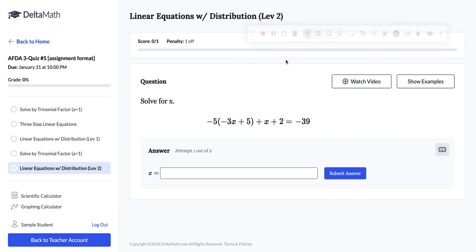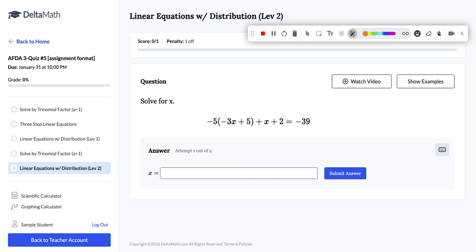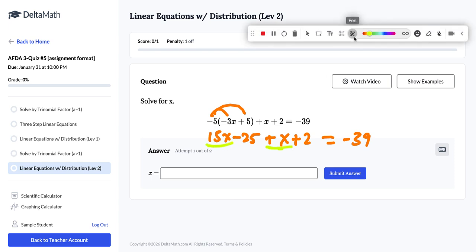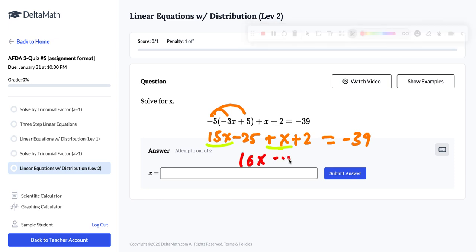And this last one's just another linear where you distribute first and you get 15x minus 25 plus x plus 2. But of course, you definitely want to combine these two x's. Combine them up, 16x, and I'll let you continue with the rest. And that's a linear, so linear solve.